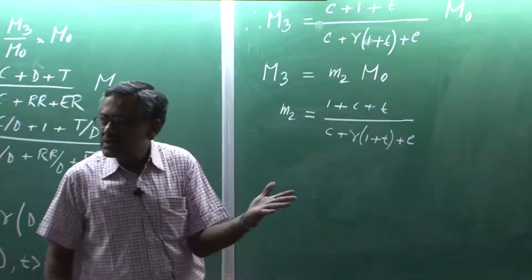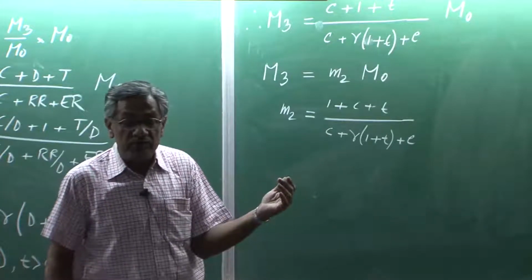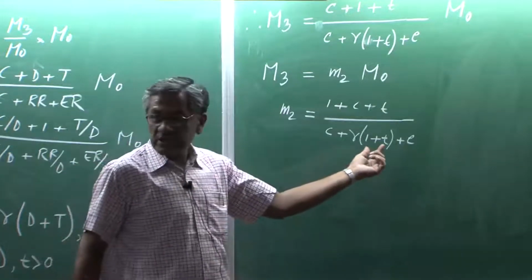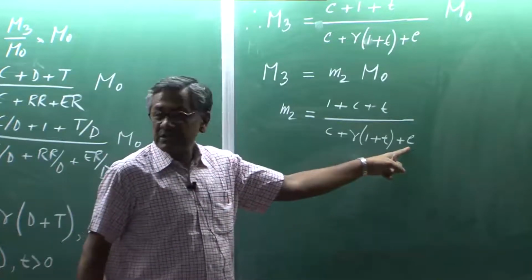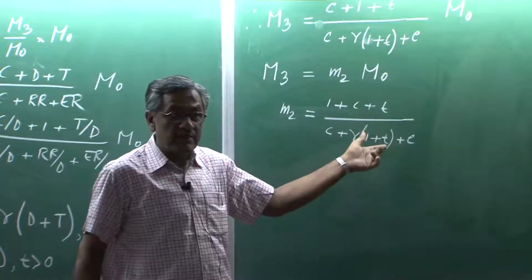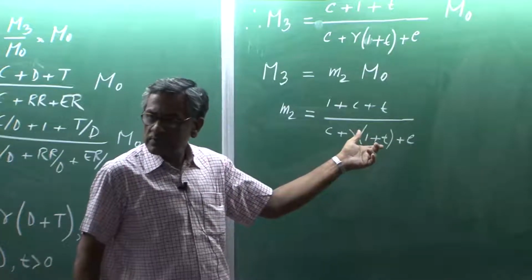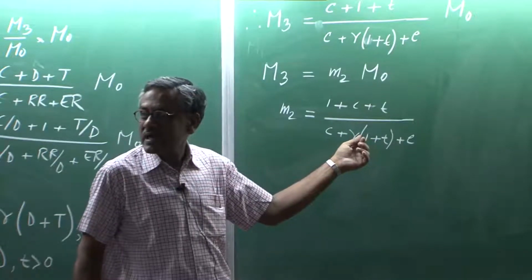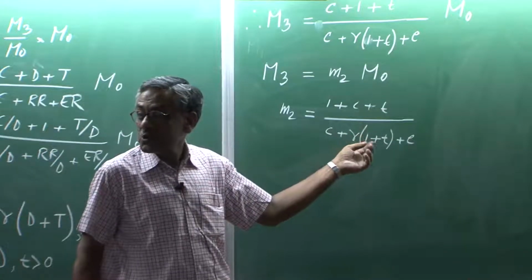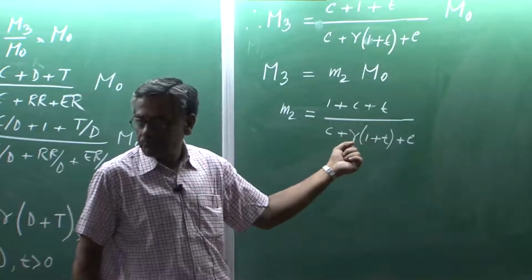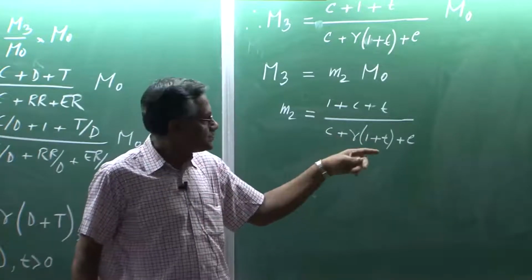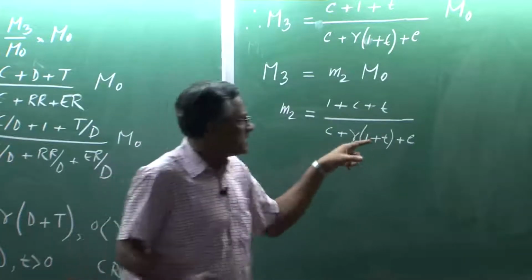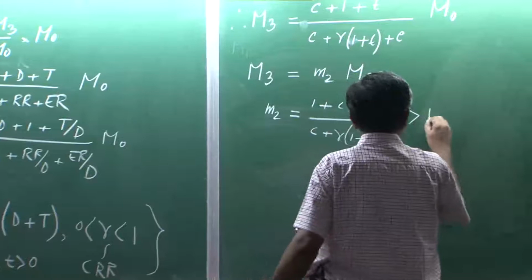You understand what I am saying? Gamma, the CRR, how much can it be? Maximum CRR is probably 15%. So, 15% of 1 plus t, and e is usually less than 1%. We will check that number out for India. We will check those numbers out, actual numbers I have. So, 2-3 classes we will have on data to see actually what numbers are there in India. So, 1 plus c plus t over c plus gamma into 1 plus t plus e is going to be greater than 1.